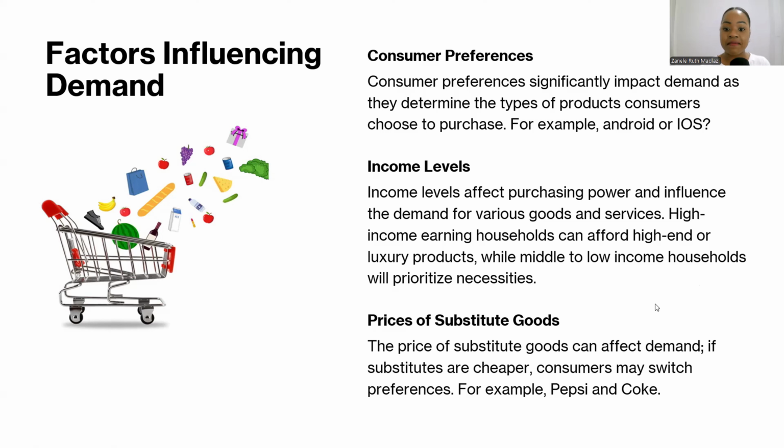Next, we also have the price of substitute goods. Prices of substitute goods can affect demand. If the substitutes are cheaper, consumers may switch from their normal preference. For example, if you walk into a supermarket and they say, if you buy 2 Pepsis, 2 liters, you will pay 10 rands, won't you buy that? I would choose that even if I normally drink Coke. So if the substitute good is cheaper on that day, people are more likely to buy the substitute good just because of the price. So prices of substitute goods also affect demand.